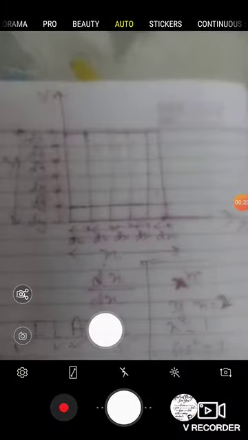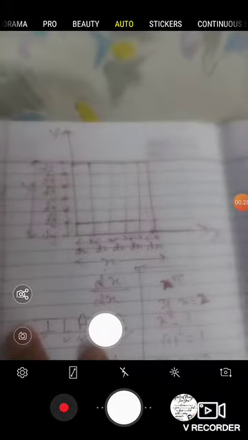Hello students. In the last topic we have learned differentiation. Today we will understand a different mathematical tool which is known as integration. For a quick revision, I can tell you about differentiation again.